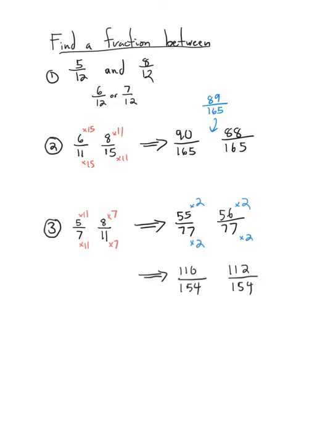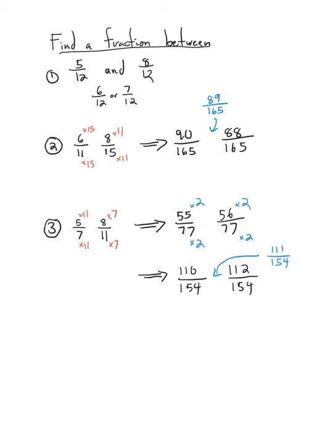And I do want to stress here, 5/7 is the same quantity as 55/77, which is the same quantity as 110/154. They're all equivalent fractions. And similarly with 8/11, 56/77, and 112/154. So these represent the same quantities as these. And we can easily find a fraction in the middle now using the ideas from above. How about 111 over 154?